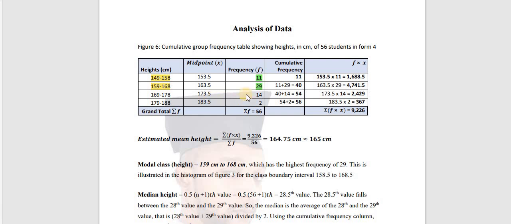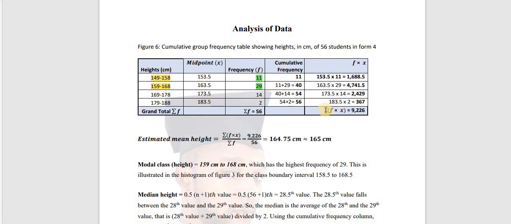Do the same for the others. We add up all of that. And how many numbers are we adding up? 56. But rather than adding them repeatedly, we just simply say 153.5 times 11 will give us this figure. 163.5 times 29 will give me this figure. 173.5 times 14 gives me this figure. And 183.5 times 2 will give me this figure. That's why I have the F, the frequency, times the midpoint being the X. So that's what we get here, okay? So the F represents frequency, the X here represents midpoint.